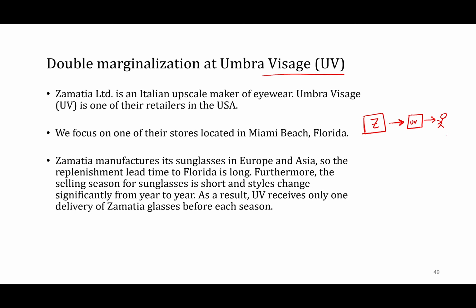And then here we had something like Zematia has a really long supply chain. They have a long replenishment lead time. The selling season is short, and the styles keep changing from year to year. So it turns out that they only receive one delivery. Once we read that, we were like, well, this looks like a newsvendor problem: short selling season, just one single chance of purchasing a product before the sale happens.